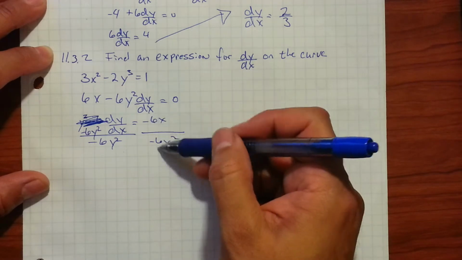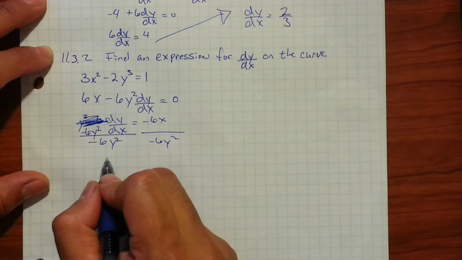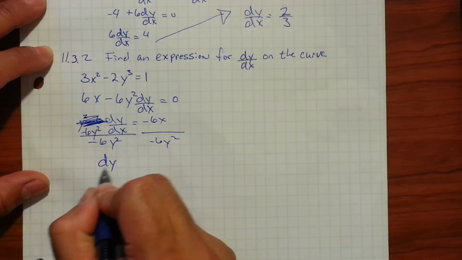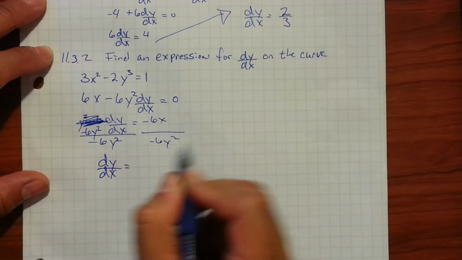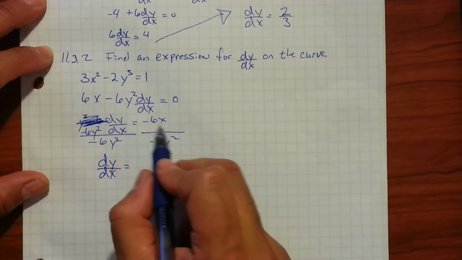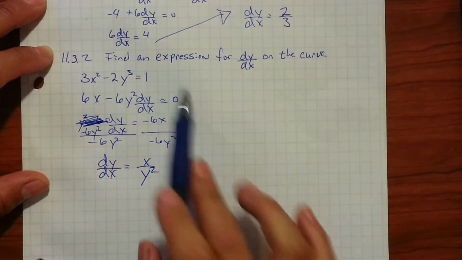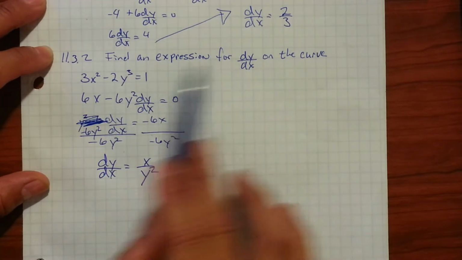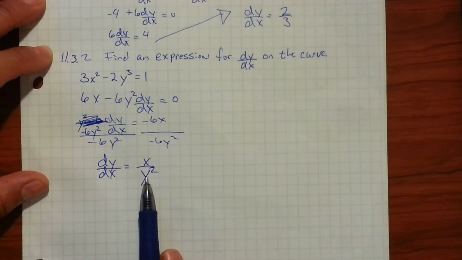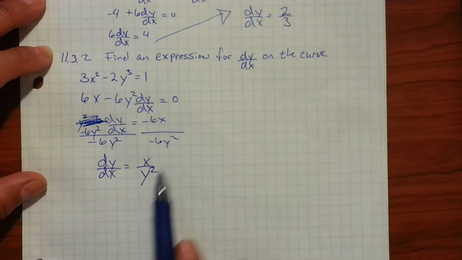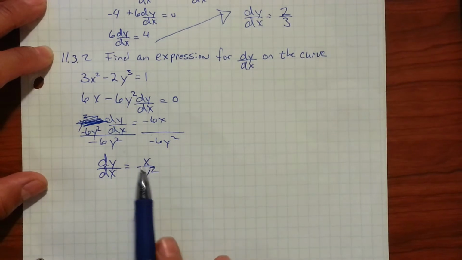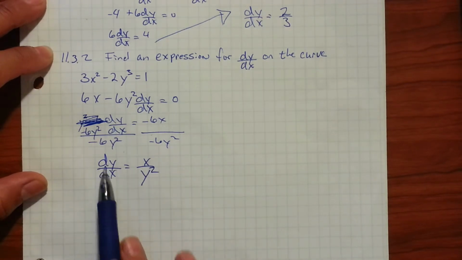And so right here my negatives will cancel, my 6's will cancel, so that I'm left with dy/dx is equal to negative negative, that goes positive, x over y squared. So I found the expression for this one right here. I simplified it, and if I was wanting to find it at a certain point, I would plug in my x and y value here, and that would give me the slope of my derivative at the point.